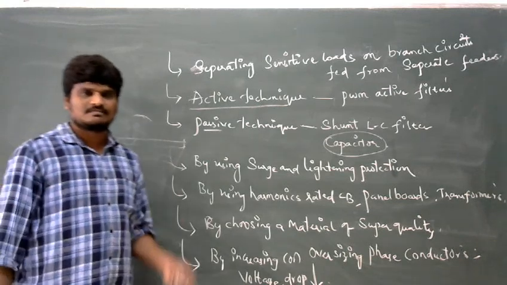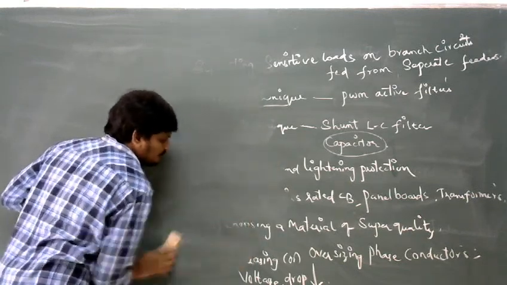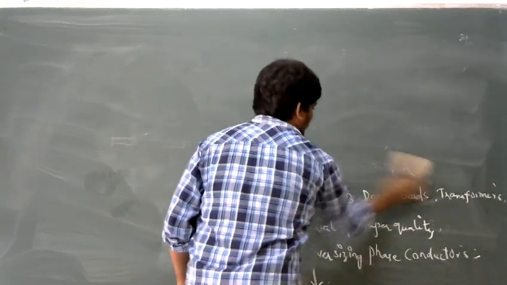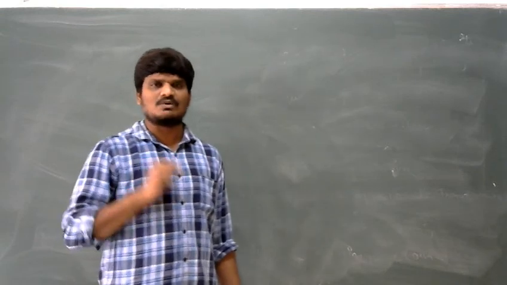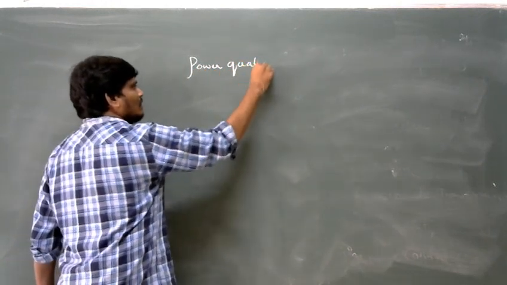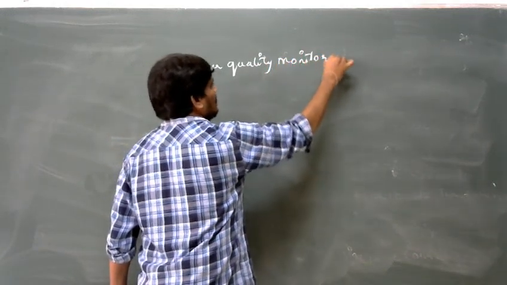Now we will move to the next topic, that is power quality monitoring. Before going to discuss this topic, what is power quality? Power quality mainly refers to the quality of supply voltage. That is, if I want to monitor the power quality level, I need to monitor the levels of voltage and current.